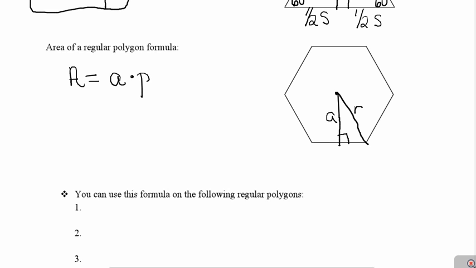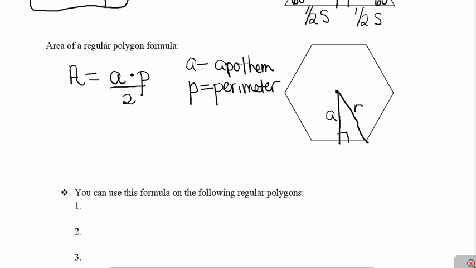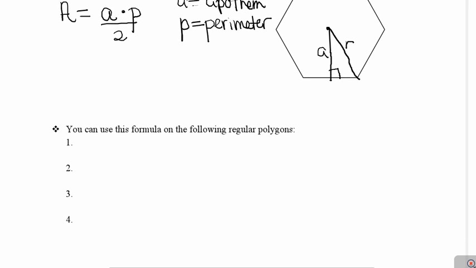So to calculate the area of any regular polygon, I take the length of the apothem, I multiply it by the perimeter of the polygon, and then divide that by 2. So A is equal to the length of the apothem, and P is equal to the perimeter. Keep this formula in mind because we will be using it for our examples in just a minute.